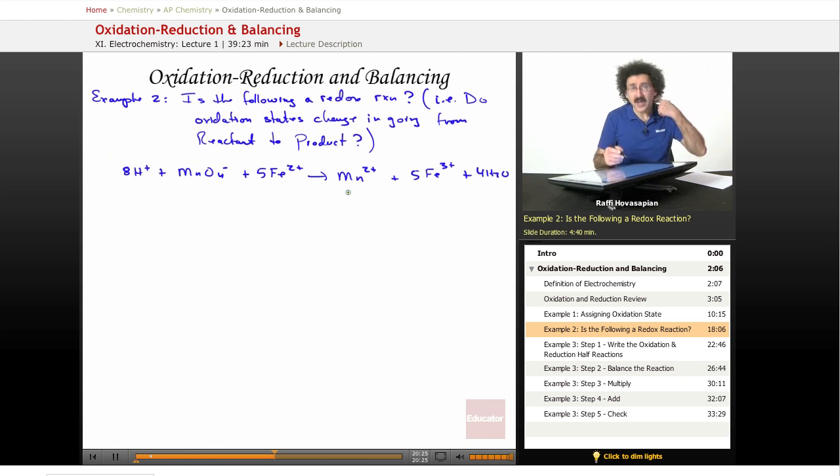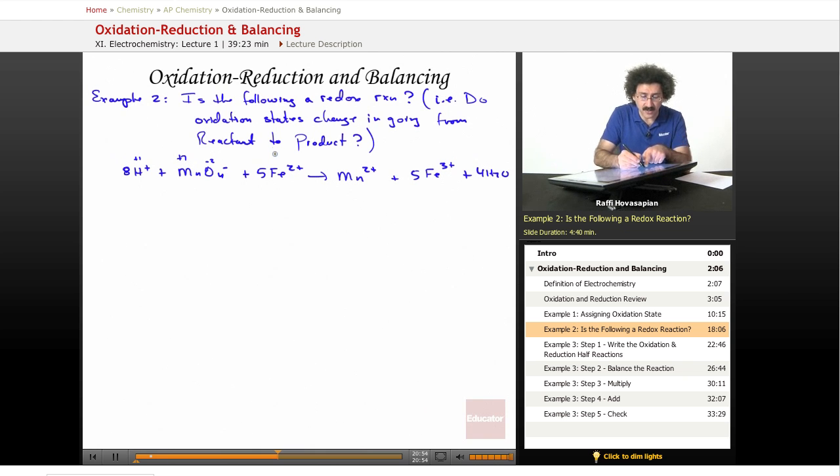Well, I have to assign oxidation states. Let's do it, just like we did in the previous example. H+, the oxidation state is +1. Permanganate, the oxygen is -2. Remember, -2 is always the same for oxygen. There's 4 of them for a total of -8. -8 plus 7 gives me a -1, so the manganese has an oxidation state of +7.